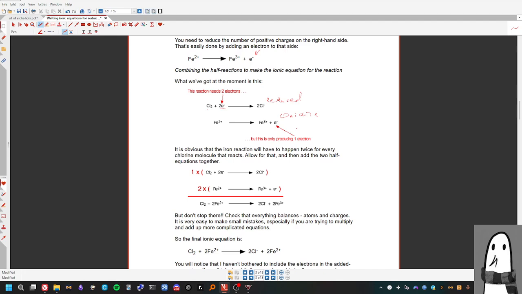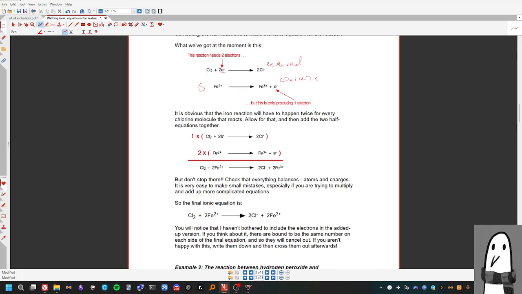So it's obvious that the iron reaction, this bottom one, the oxidizing one, is going to happen twice for every chlorine that happens. Allowing for that, we can add the two half equations together by multiplying the bottom by 2 and then adding them together. So after you've multiplied the bottom by 2, that will be 2Fe2 plus into 2Fe3 plus plus 2e minus. Now you add in the 2 electrons, and you're going to have Cl2, 2Fe2 plus, 2Cl minus, and 2Fe3 plus. That's going to be your first thing.